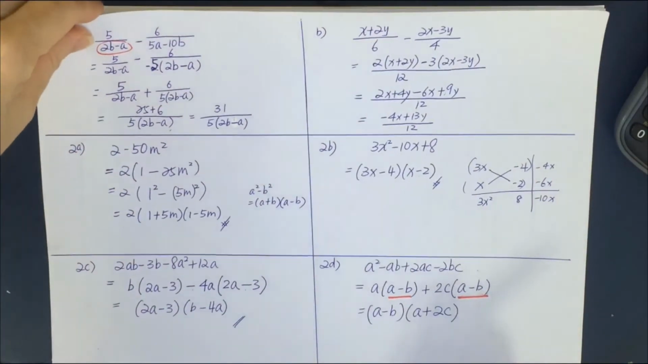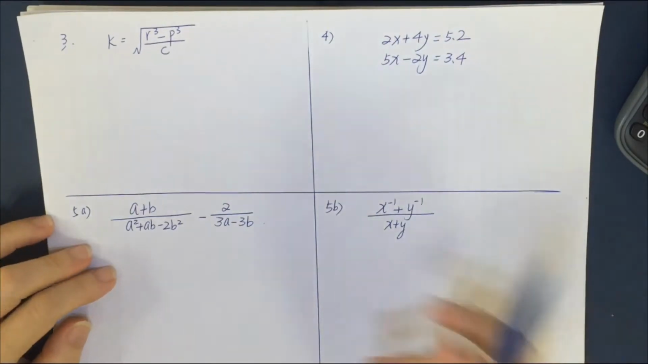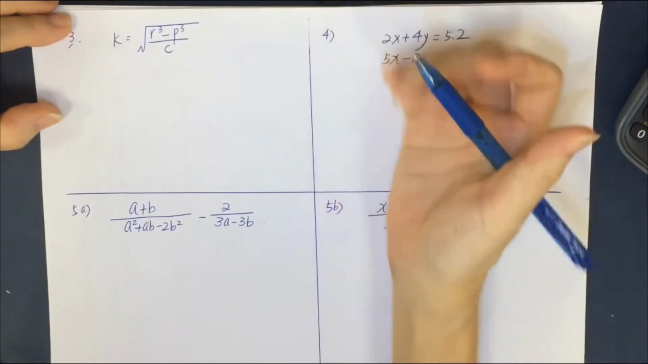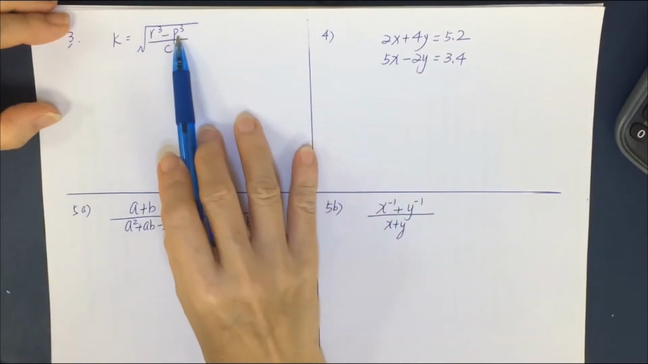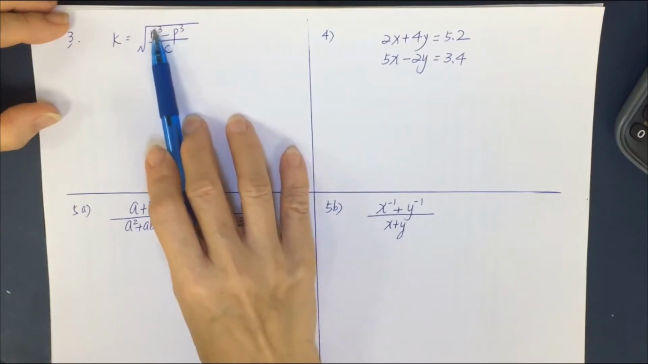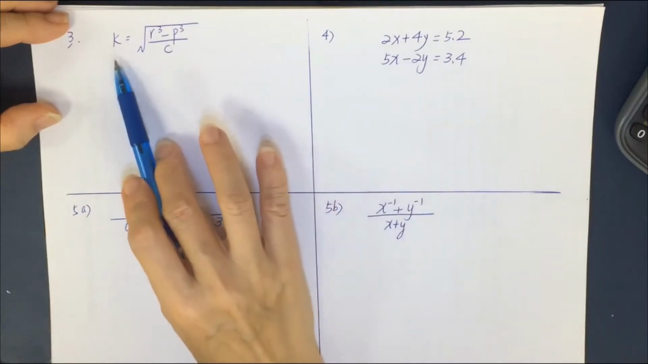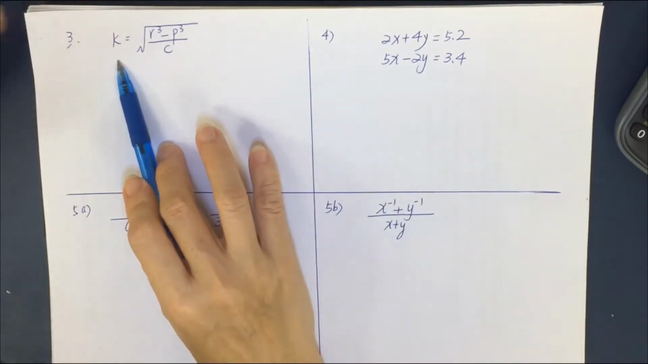Clear? Okay, next question is to change subject. What is the subject that you're supposed to change? Is it P? It's P, right? You want to make P the subject. So you can see that first the P cube, then times -1 to it, then add to this R cube, then divide by C, then take square root, then you get your K. So the very first step that you do is your reverse process.